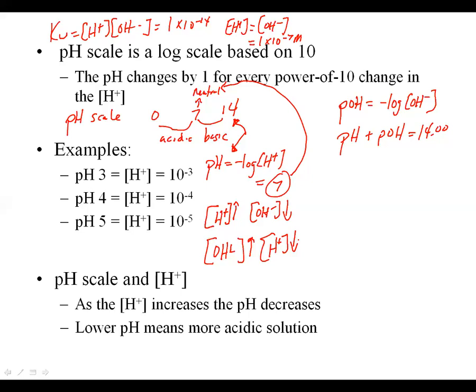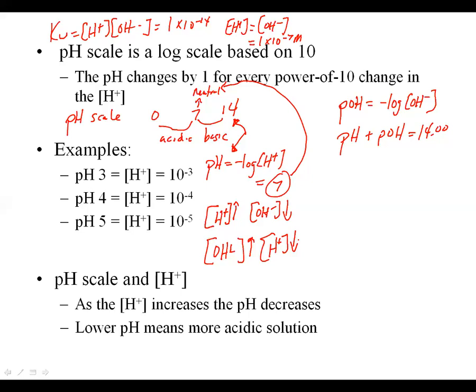Pretty much if you have 1 times 10 to the whatever, the pH will be whatever the exponent is. So if you had 1 times 10 to the minus 12, the pH would be 12. If you had 1 times 10 to the minus 9, pH would be 9. But you do need to probably put it into your calculator, obviously, if it's not 1 times 10 to something.